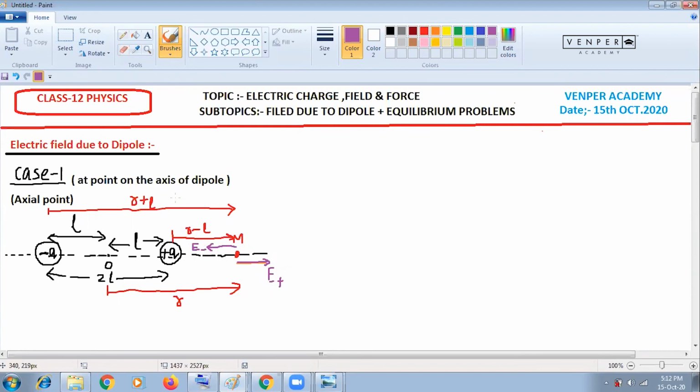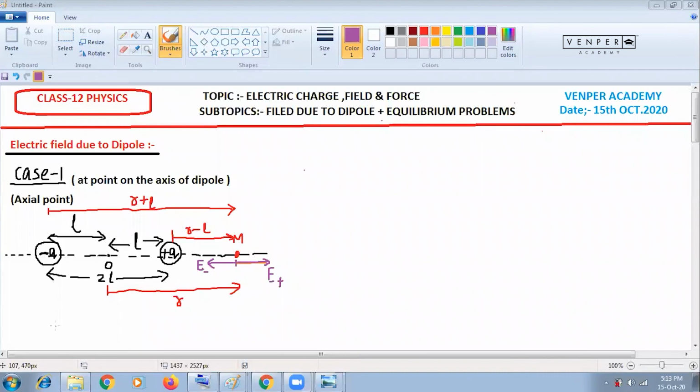Why E minus? Because of the negative charge. A negative charge will always attract, so for a negative charge, the field will be basically inward, towards the negative charge. Are you getting all of this? Any problem there? E plus and E minus. Did you understand? Okay, clear?